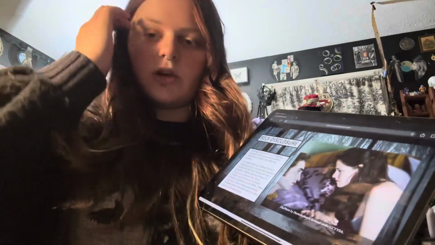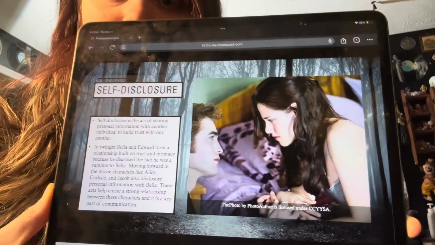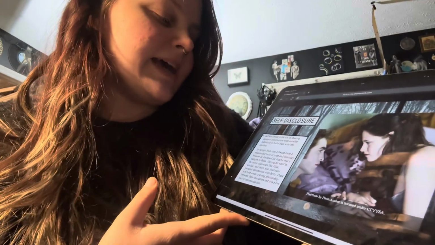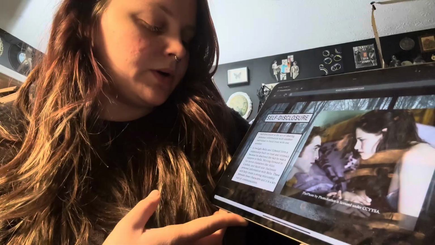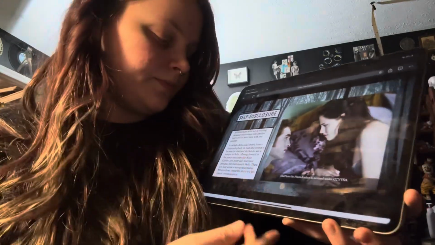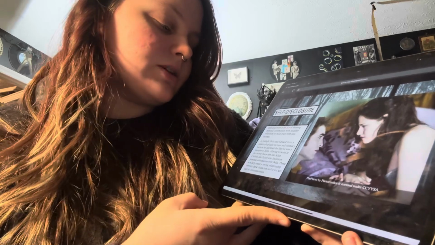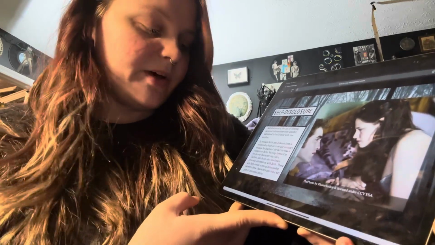The second communication concept is self-disclosure. Self-disclosure is the act of sharing personal information with another individual to build trust with one another. In Twilight, Bella and Edward form a relationship built on trust and intimacy because he disclosed the fact he was a vampire to Bella.